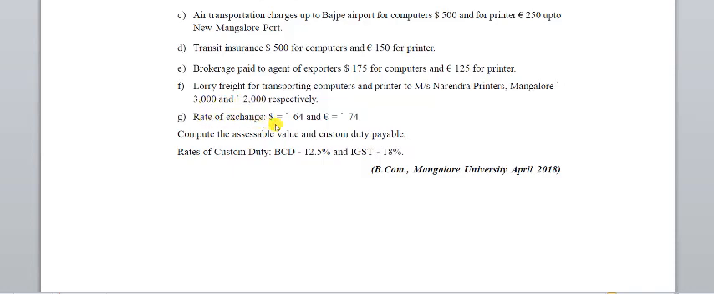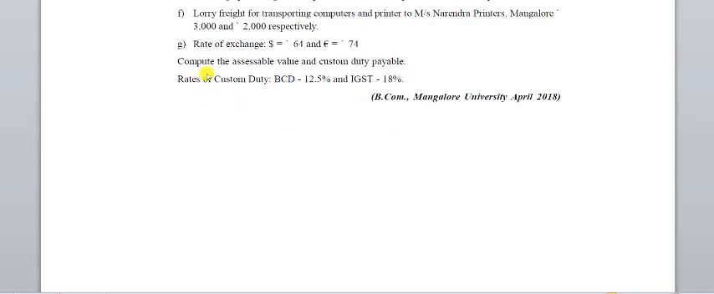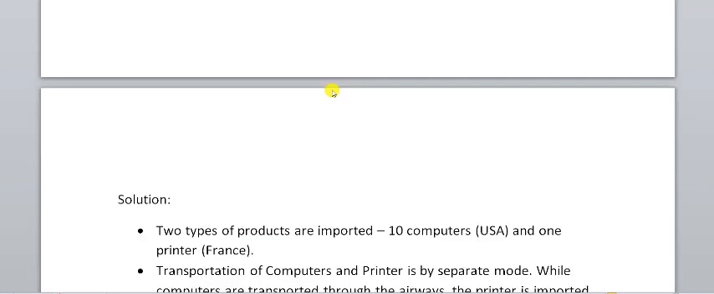Rate of exchange dollar per dollar rupees 64, euros per euro rupees 74. Nothing to compare here, they have given it directly, so it will be easy for us to move on. Rate of customs duty, basic customs duty 12.5%, IGST 18%. Only two types of duty is given. There will be one extra surcharge that we have to find out and then we'll be ready with the answer.